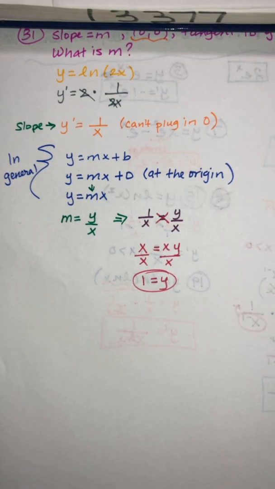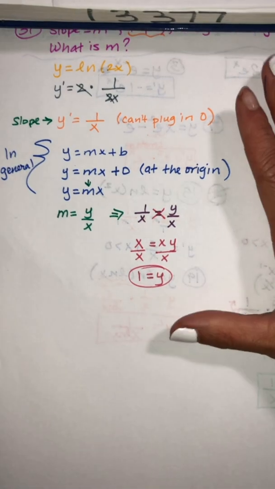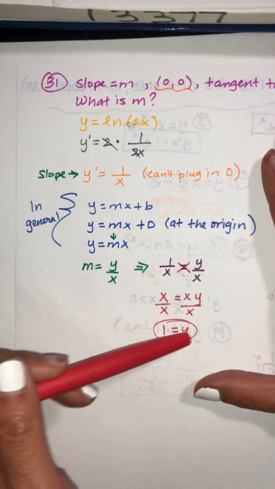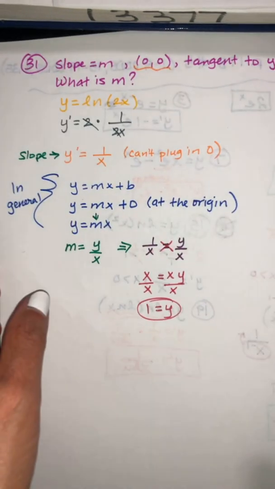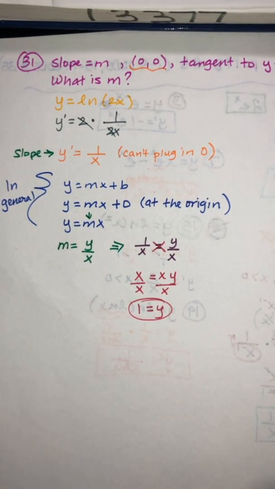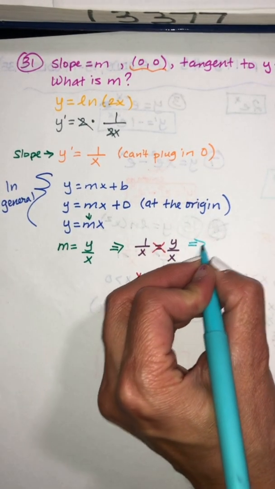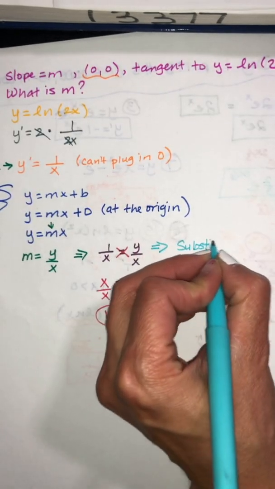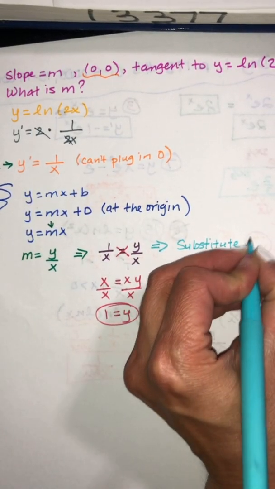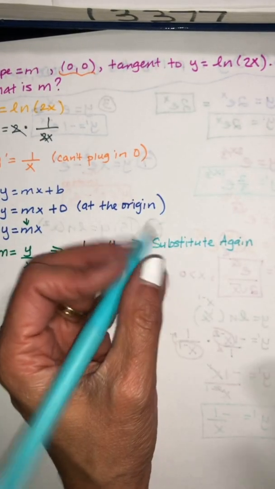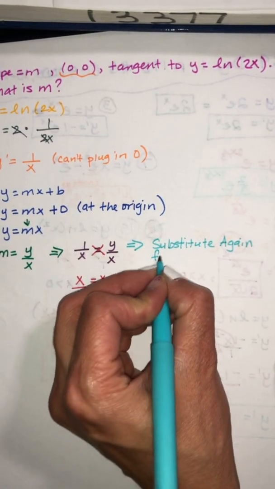So now that I know that, I have something that I can plug in for y. This is a regular y, not the derivative y. So I can go to the original equation and plug in that 1, and that's going to help me find some things. So the next step will be to substitute. I know this is a long problem, and there's a lot of thinking involved on where to go every time we get stuck.